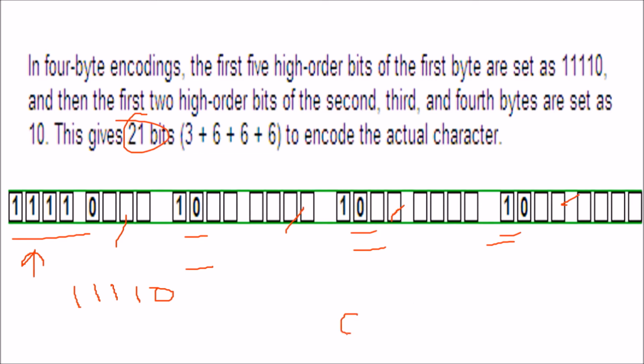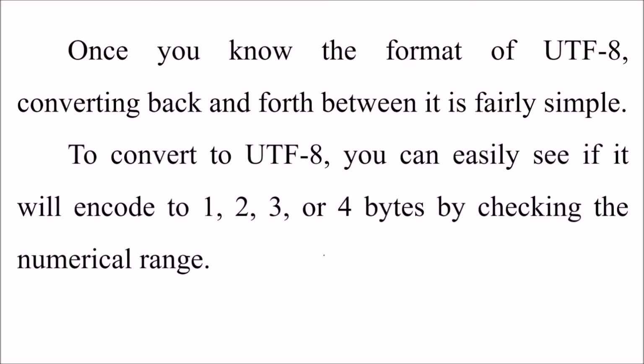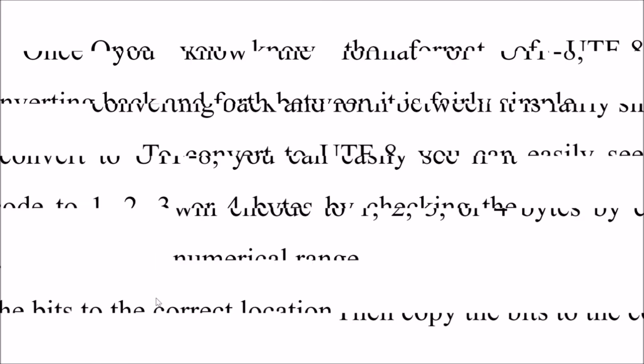So how many characters can we encode? 0 to 2 to the power 21 minus 1. These are the numbers. So 112, I hope you remember that number, that has come from here only. Once you know the format of UTF-8, you can convert back and forth. It's quite simple. To encode it, you check the numerical range to see whether it will be encoded in 1, 2, 3 or 4 bytes, and then you just copy the bits to the correct location.